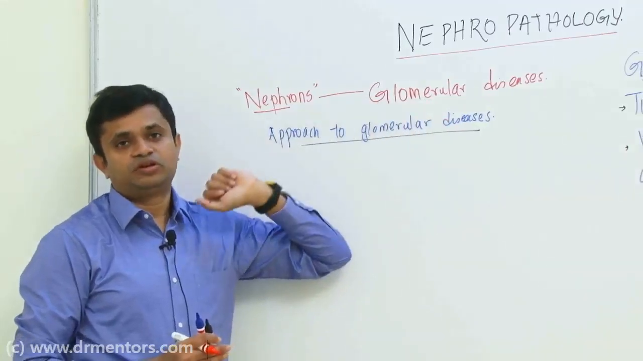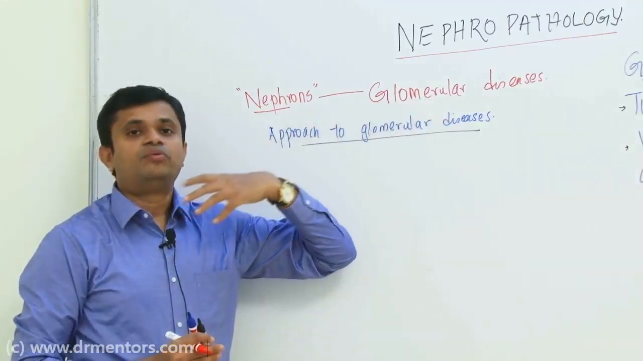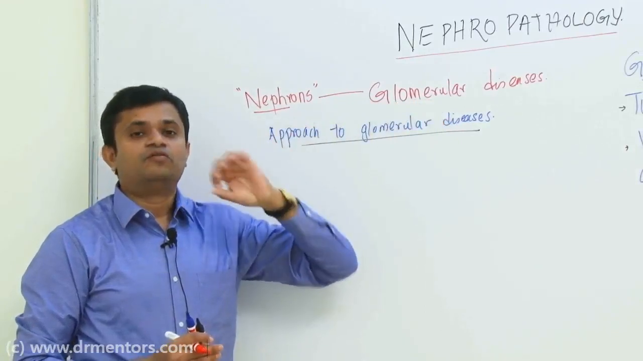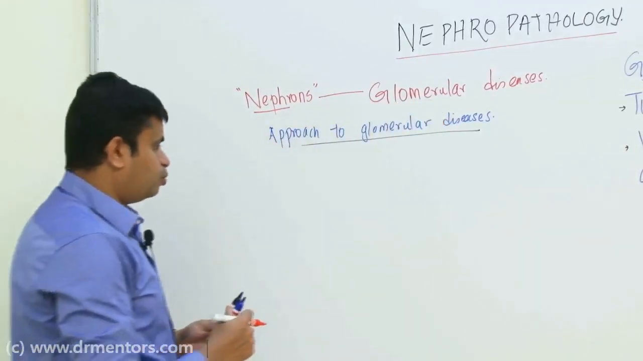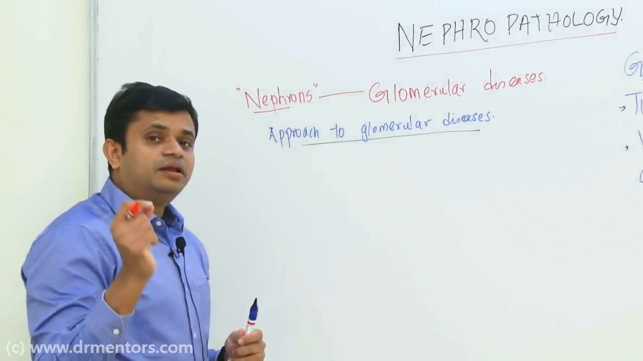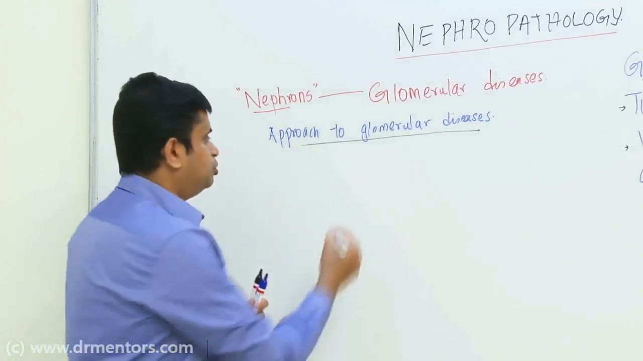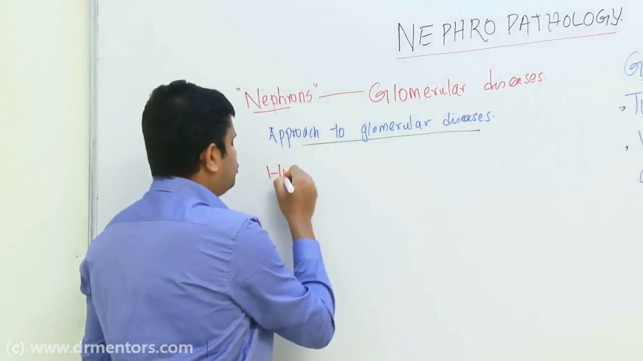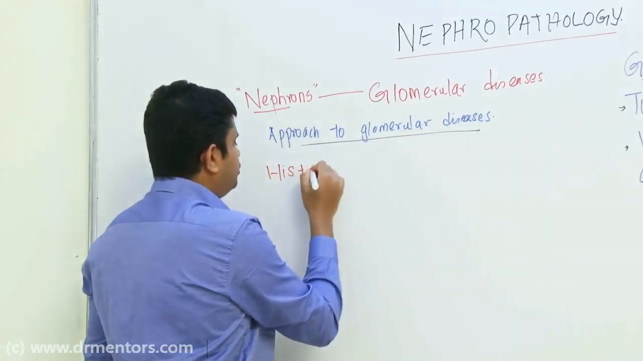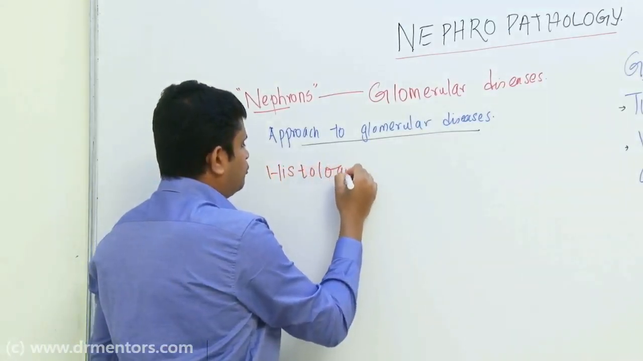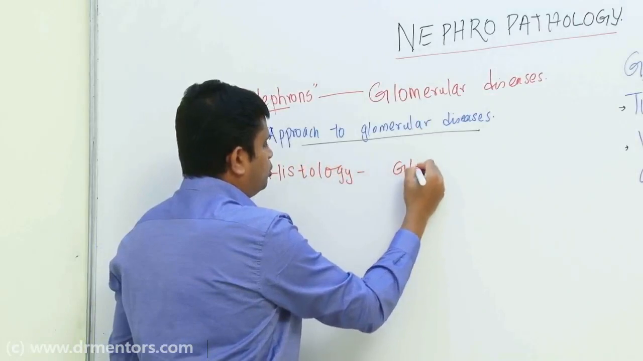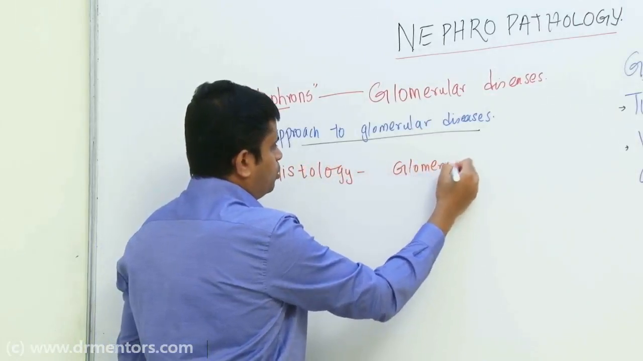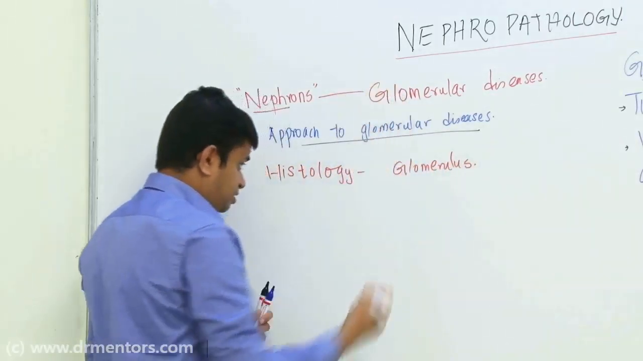Now once you know glomerular diseases are very important, how will we understand the entire glomerular disease? For this we need to know first one thing, what is the normal histology? You should be familiar with this question, histology of the kidney, histology of the glomerulus. Without knowing histology, you will not understand anything in your kidney disease.